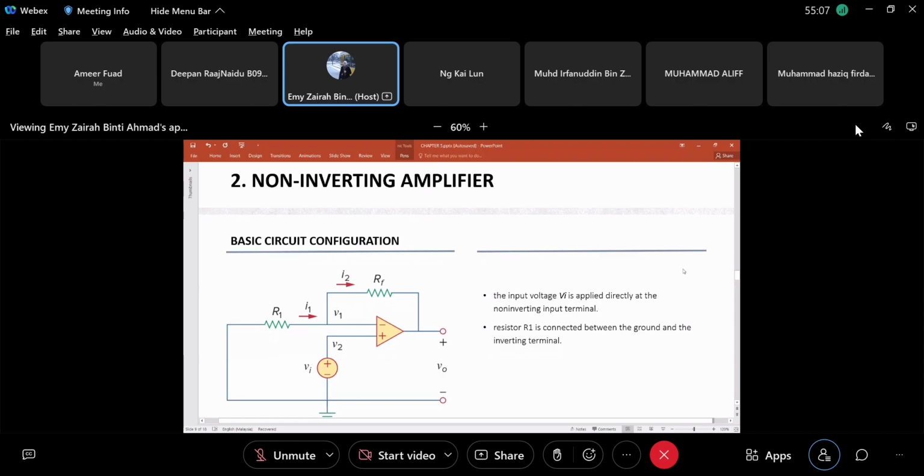Previously, we learned about the inverting amplifier. So this is the non-inverting amplifier. Can you tell me the difference between this and the inverting?